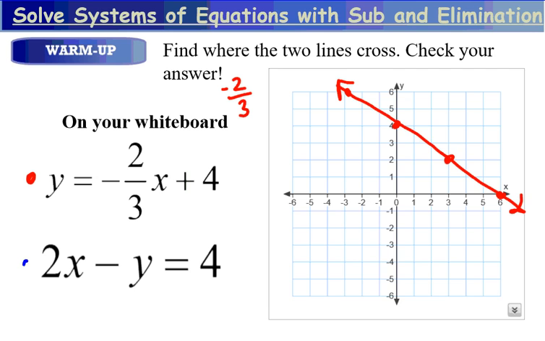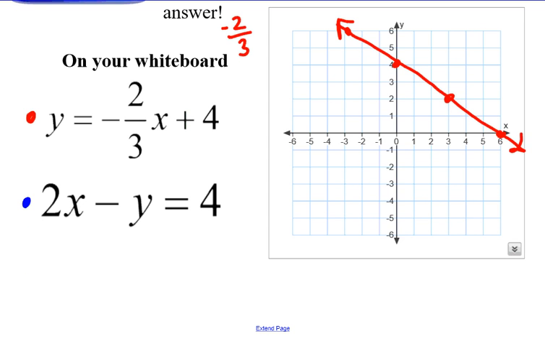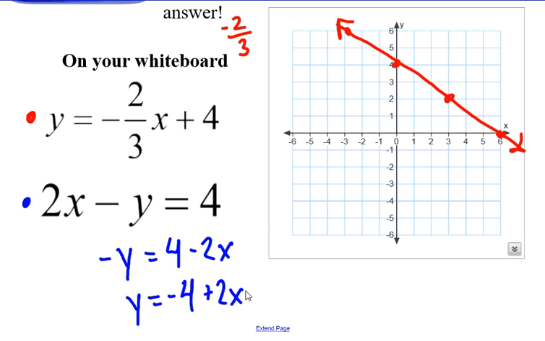Second one, maybe I'll do in blue. This one's a little tougher to graph. You can use intercepts if you like, or if you solve for y, you would subtract the 2x and then divide everything by a negative. You get y = -4 + 2x. So this one starts at -4 and goes up 2, right 1, up 2, right 1, up 2, right 1, until you find the intersection.